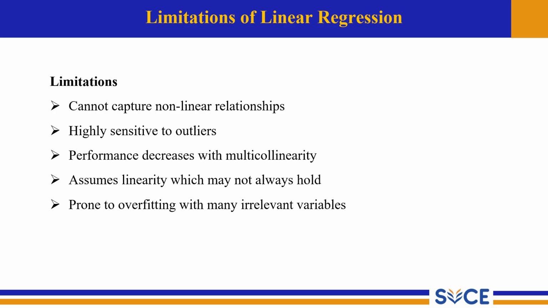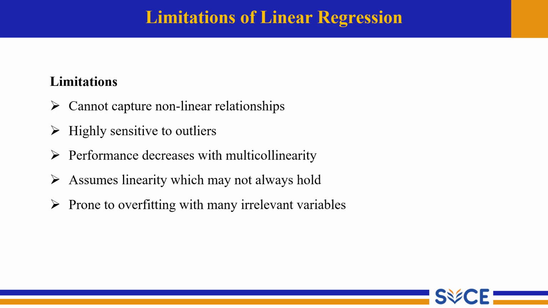Third, performance decreases in the presence of multicollinearity. When predictor variables are highly correlated with each other, the model struggles to determine the individual effect of each feature, which makes the coefficients unstable. Fourth, linear regression assumes linearity. These assumptions may not always hold in real-world data, limiting the applicability of the model.